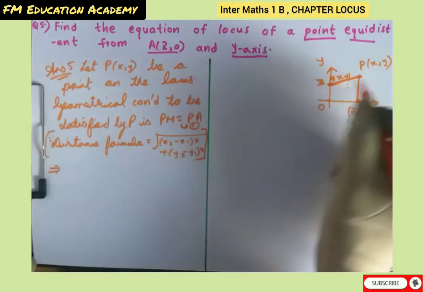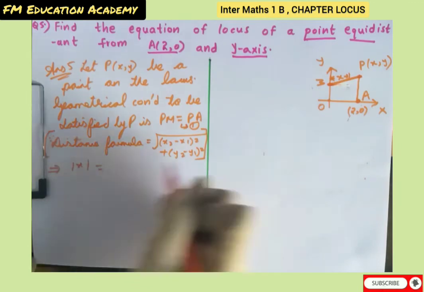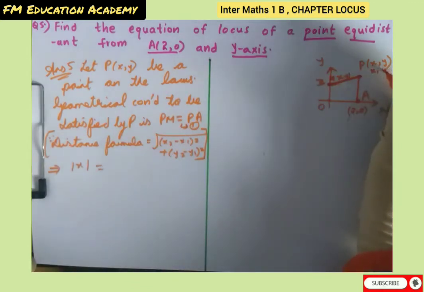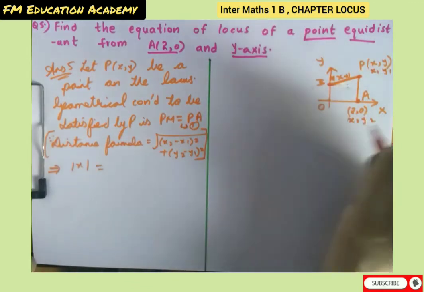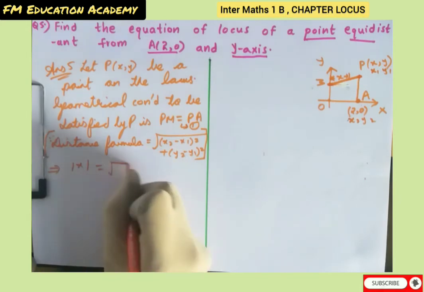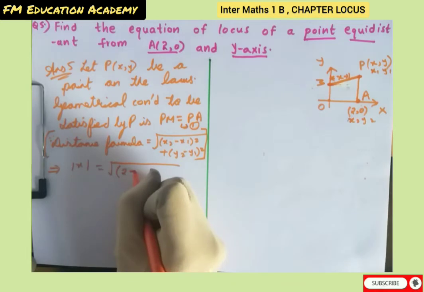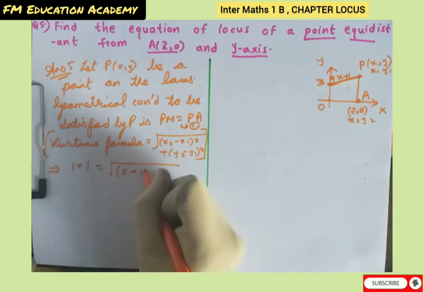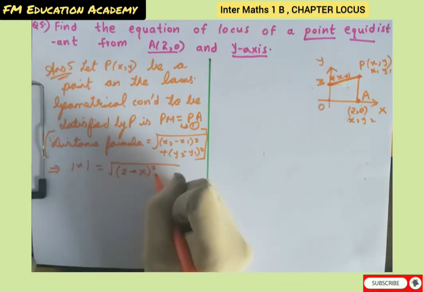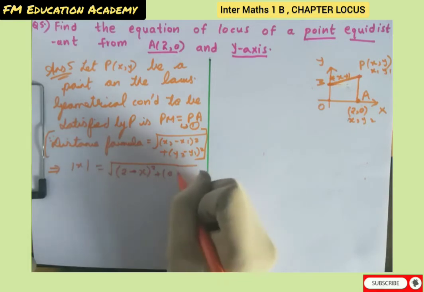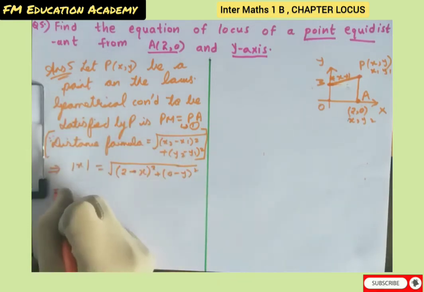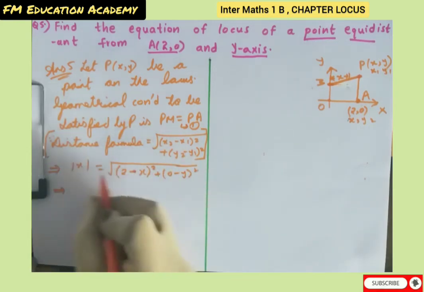So what is PM here? We know it is mod x. And what is PA here? Let us suppose P is (x1, y1), A is (x2, y2). So root of (x2 minus x1) whole square: x2 is 2, minus x1 is x, so (2 minus x) whole square, plus (y2 is 0 minus y1 is y) whole square. So we want to remove this root. How to remove this root?